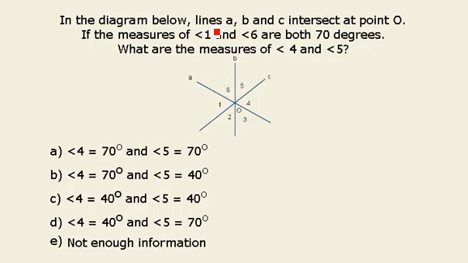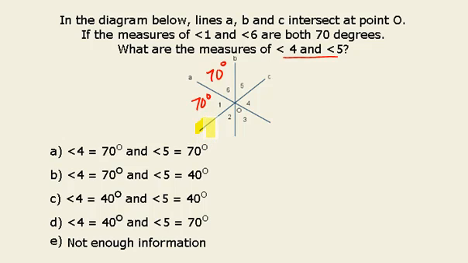In the diagram below, we know that lines A, B, and C intersect at point O. We know that the measure of angle 1 and angle 6 are both 70 degrees, and we want to know the measures of angles 4 and 5. In our picture, again, we know that the measure of angle 1 and measure of angle 6 are both 70 degrees. If we investigate this, we can find the measure of the other two angles.